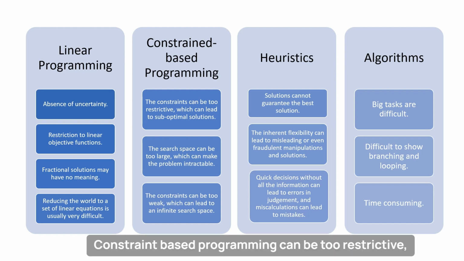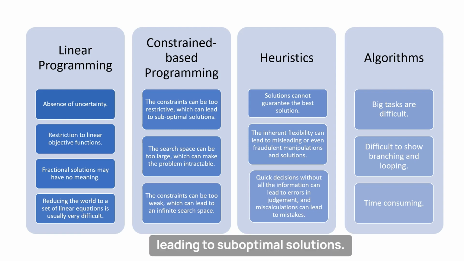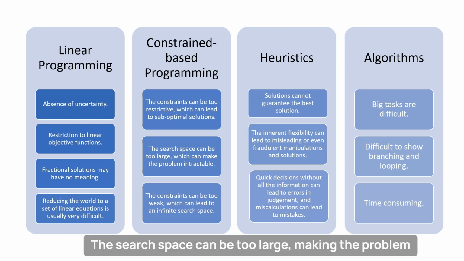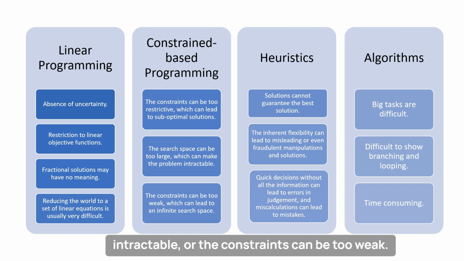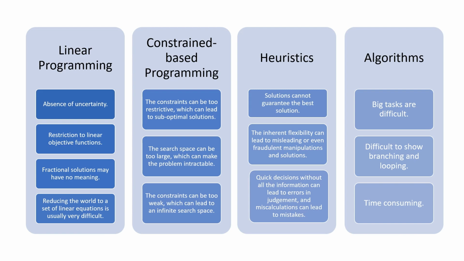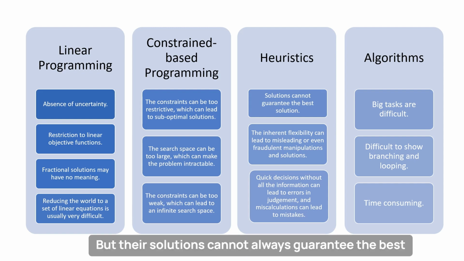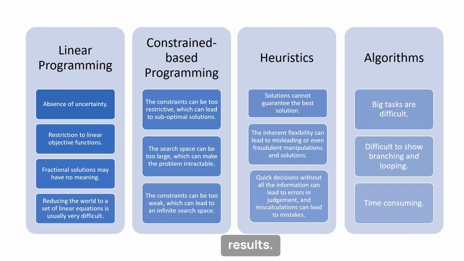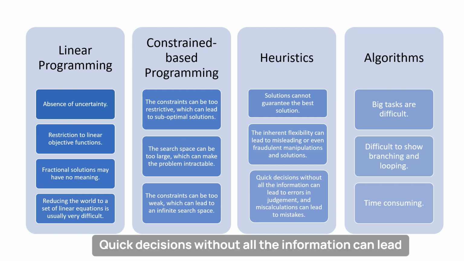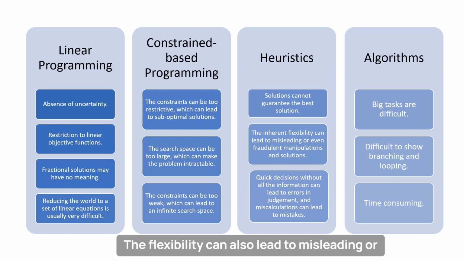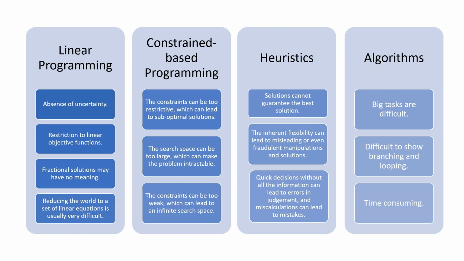Constraint-based programming can be too restrictive, leading to suboptimal solutions. The search space can be too large, making the problem intractable, or the constraints can be too weak, resulting in an infinite search space. Heuristics offer inherent flexibility, but their solutions cannot always guarantee the best results. Quick decisions without all the information can lead to errors in judgment, and miscalculations can cause mistakes. The flexibility can also lead to misleading or fraudulent manipulations and solutions.